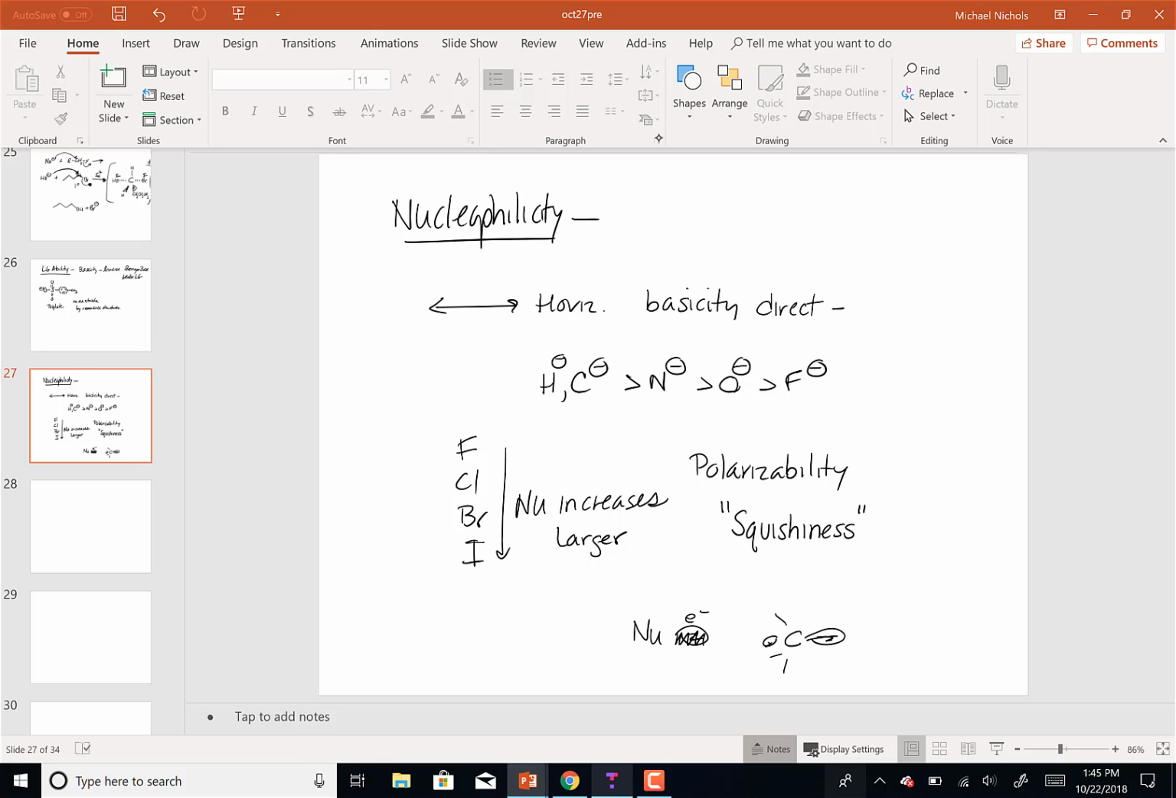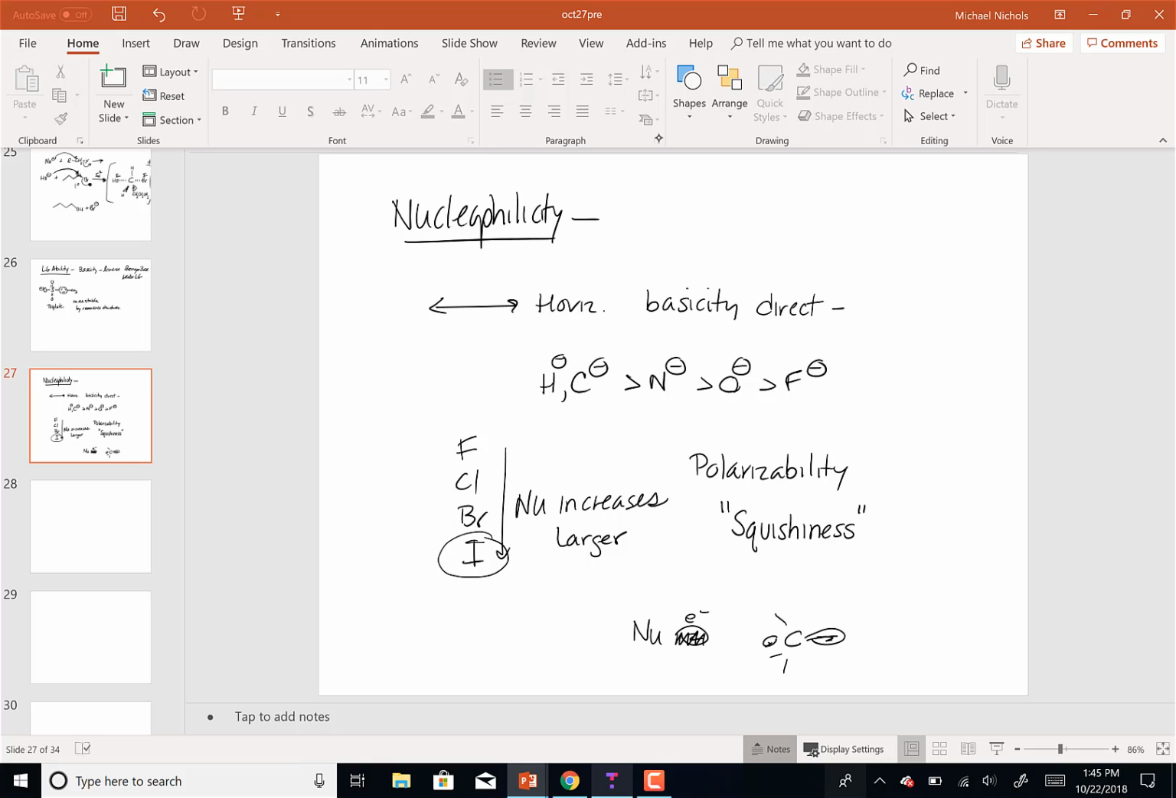So when you can squeeze things, it's going to be squishy, but a golf ball would be fluorine. It would be really hard to move electron density around. So that means as we go down the periodic table, nucleophilicity increases because of polarizability. So that means that iodine, in the series of bromine, chlorine, fluorine, and iodine, iodine would be the best nucleophile.